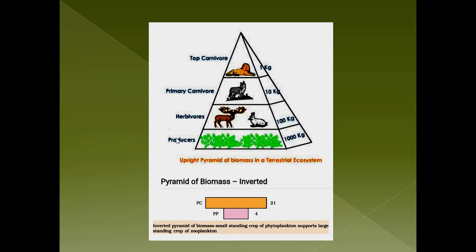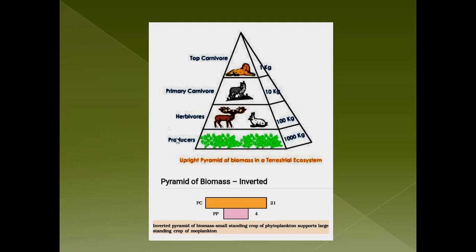Now, another upright pyramid of biomass and the inverted pyramid of biomass is shown in this picture. In the upright pyramid of biomass, we show here the producers, plants. Let's take 1000 kg as their total dry weight. Then herbivores, which include deer or antelopes and rabbits, etc. The total dry weight or the biomass of these herbivores will be 100 kg.